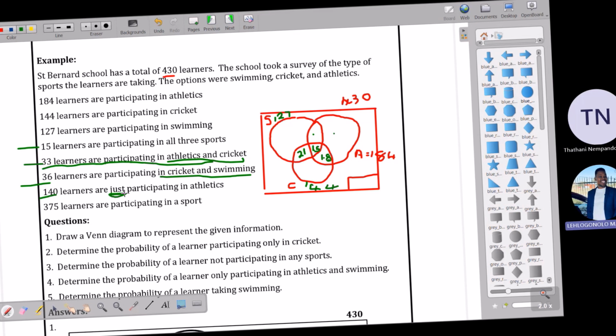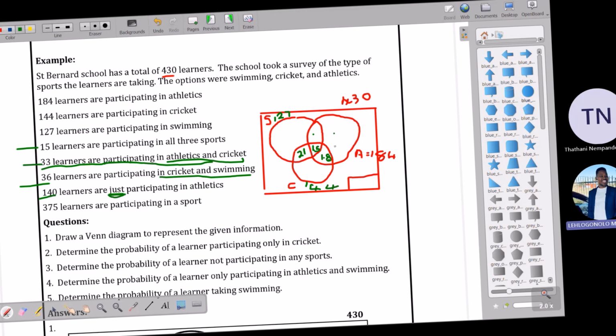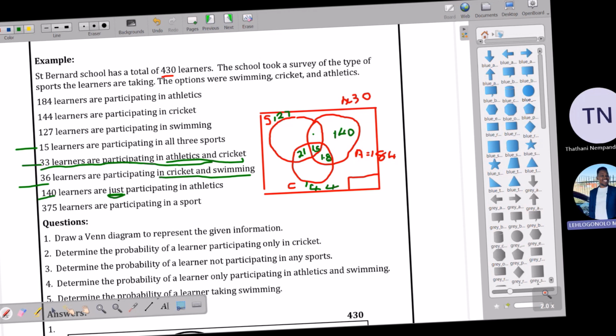Okay. So you see how they can give you different words in English. That means the word only. So which means the ones doing athletics only, they are 140. So we're going to put 140 here, because here they must not be participating in any of the other sports.